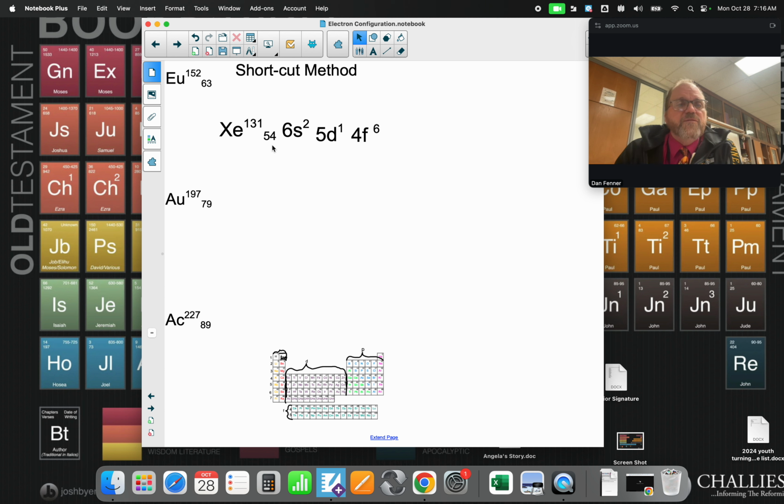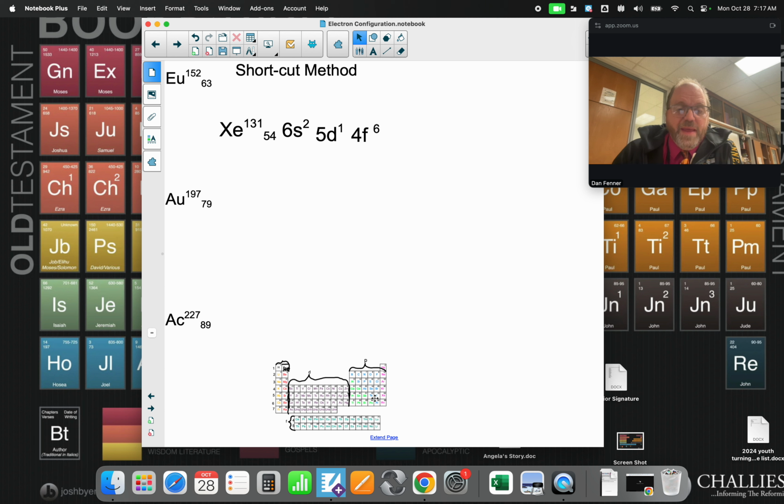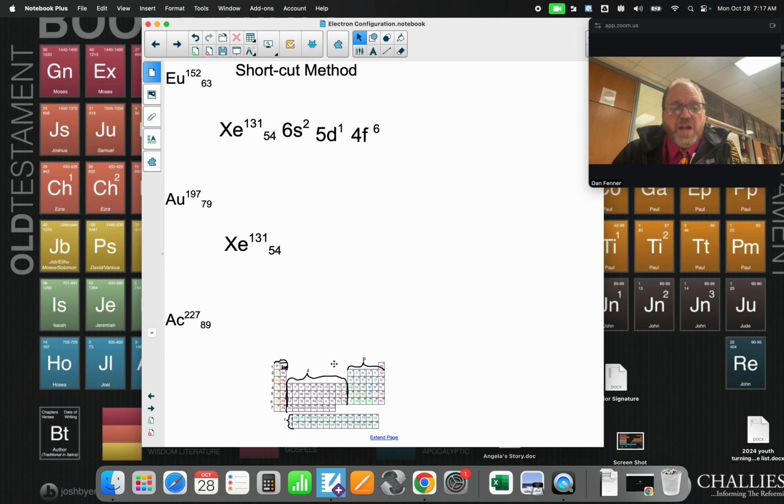Now, is there a way to check this? Yeah. 54, the atomic number, the number of protons, is also the number of electrons. 54, 56, 57, 63. They add up. That's the shortcut method. All right, so let's take a look at our chart here for gold again. We're going to take all of this and make it what element? We're going to make it Xe again. I made a mistake there before. I apologize. And then we're going to start from there.